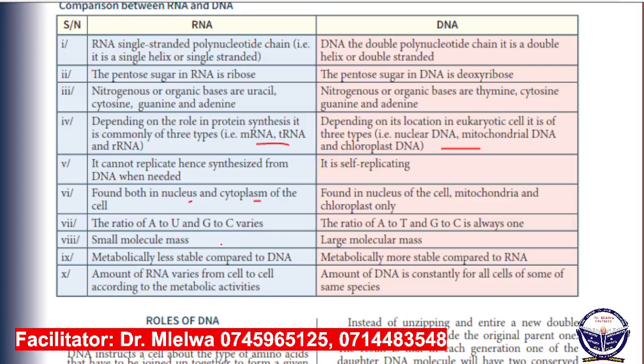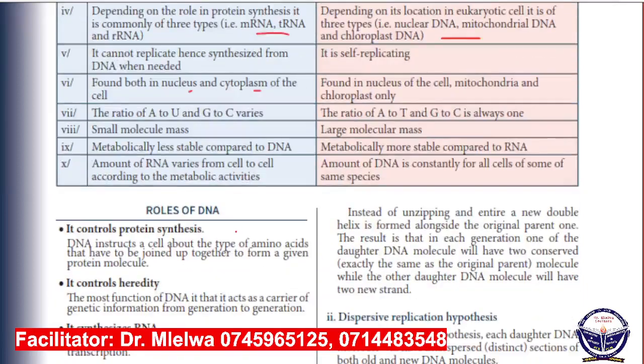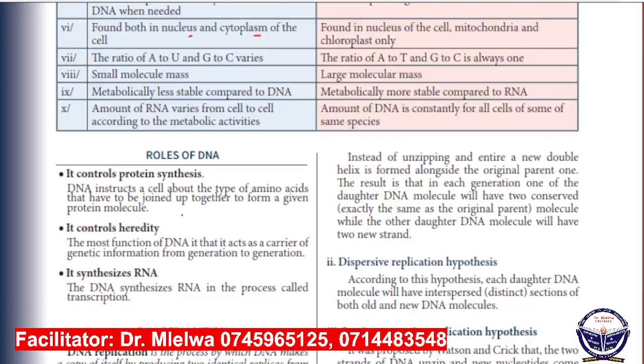RNA has small molecules with small molecular mass; DNA has large molecular mass. RNA is metabolically less stable compared to DNA; DNA is metabolically more stable compared to RNA. The amount of RNA varies from cell to cell according to their metabolic activities. The amount of DNA is constant for all cells of the same species.